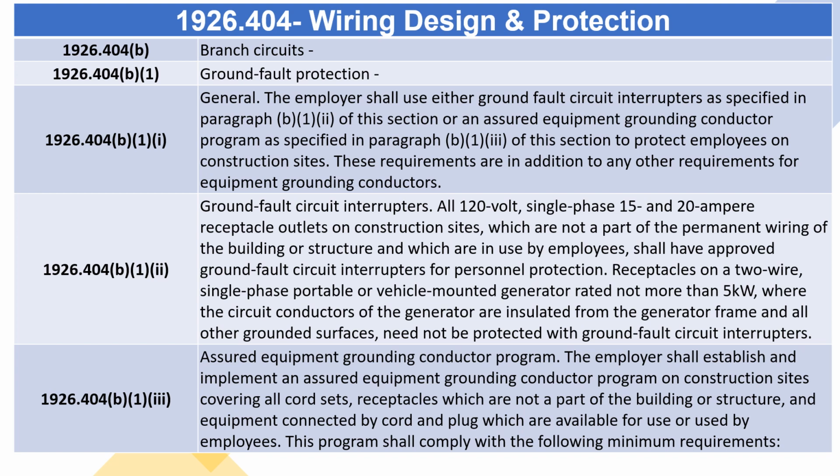1926.404(b)(1)(ii) Ground fault circuit interrupters. All 120-volt, single-phase 15 and 20 ampere receptacle outlets on construction sites, which are not a part of the permanent wiring of the building or structure and which are in use by employees, shall have approved ground fault circuit interrupters for personnel protection. Receptacles on a 2-wire, single-phase portable or vehicle-mounted generator rated not more than 5 kilowatts, where the circuit conductors of the generator are insulated from the generator frame and all other grounded surfaces, need not be protected with ground fault circuit interrupters.